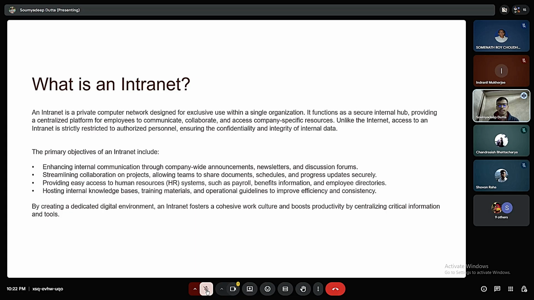Through an intranet, employees can read official announcements, download documents, apply for leave, check payroll details, and collaborate on projects securely. Since all information stays inside the organization, it helps maintain confidentiality and data security. In short, an intranet acts like a digital workplace where employees can communicate, share knowledge, and work efficiently without external interference.